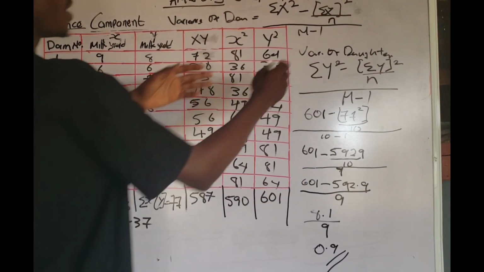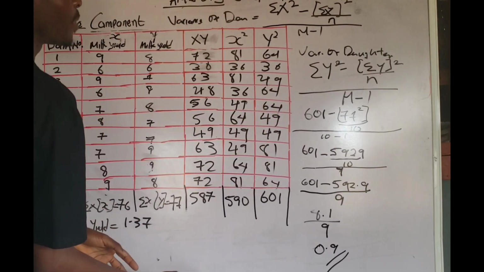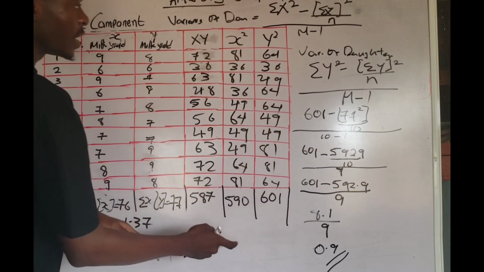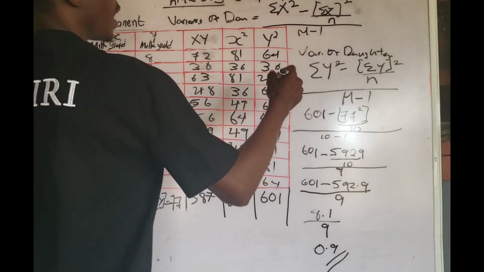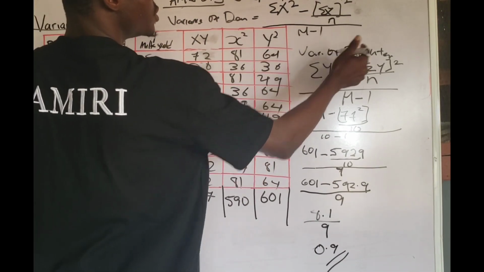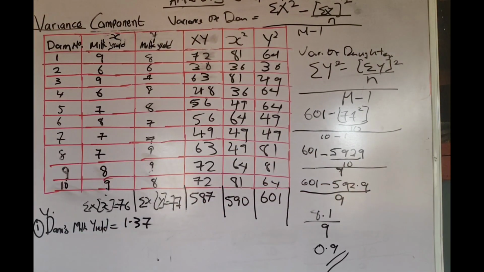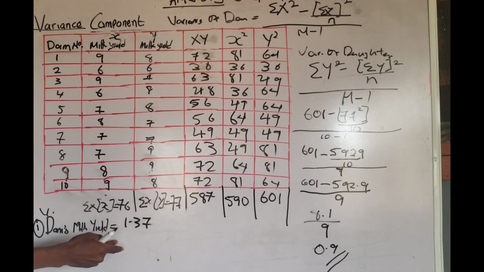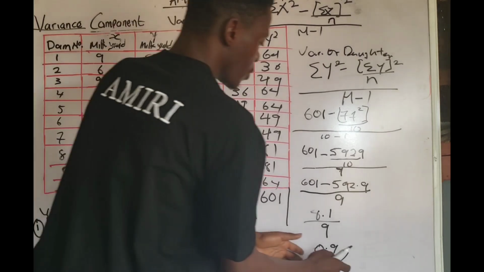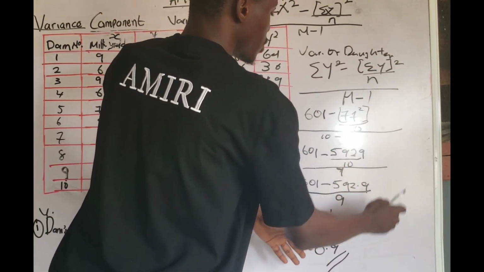The formula was written out for us before we proceeded to complete the table, and it is the completion of the table that gave us the ability to solve the formula that we were given. At that point we derived 1.37 as the variance component of the dam's milk yield, and 0.9 as the variance component of the daughter's milk yield.